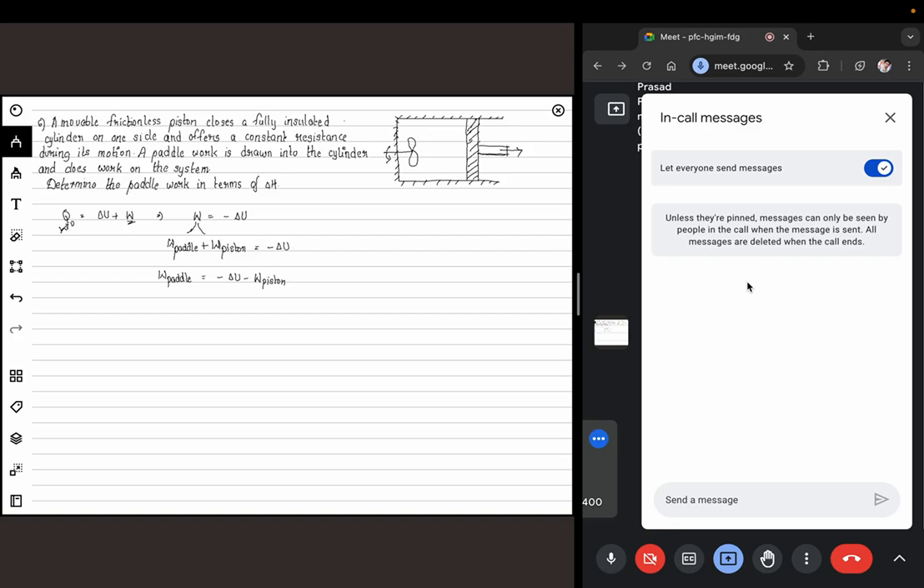The next important point here is it is mentioned that it offers a constant resistance, which means the pressure is constant. So in a constant pressure process, if your temperature increases and your volume increases, so this expands. So work done by the piston can be written as P times whatever is the change in volume that you are going to have. Since this P is constant, I'm just taking it inside. So this becomes minus delta H, just as before. So work done by the paddle is minus delta H.